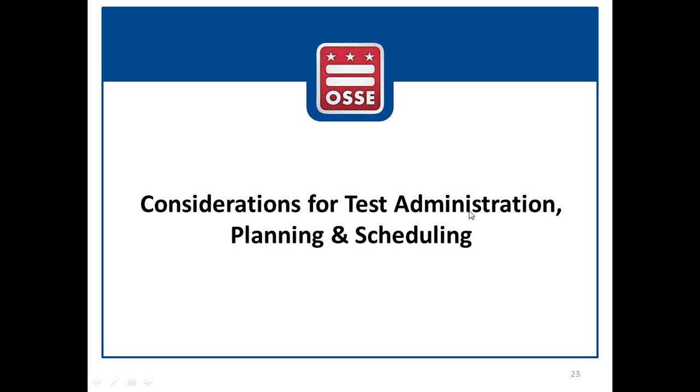Okay, so now let's talk about considerations for test administration, planning, and scheduling. So it's time to get everything organized and get ready for test administration. You probably know that we have a broad test administration window from May 18th through June 19th. It's about 5 weeks. This year, you can schedule the DC Science Assessment flexibly within that 5-week window. So in order to get ready, there are a few steps that you need to take.